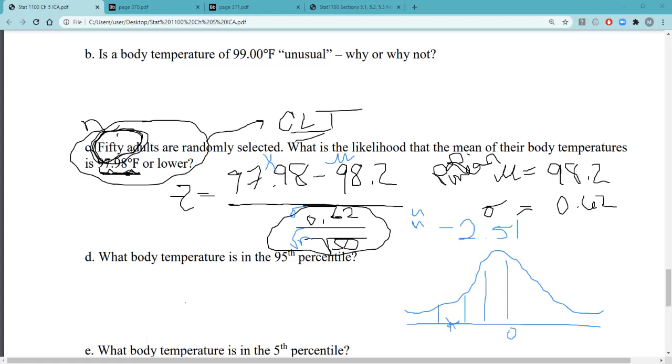I'm going to be about here, where z is equal to negative 2.51. And it's asking, what is the probability that the mean of their body temperatures is 97.98 or lower? So I'm looking for the area to the left. I want lower, so I can take the value directly from the table here.